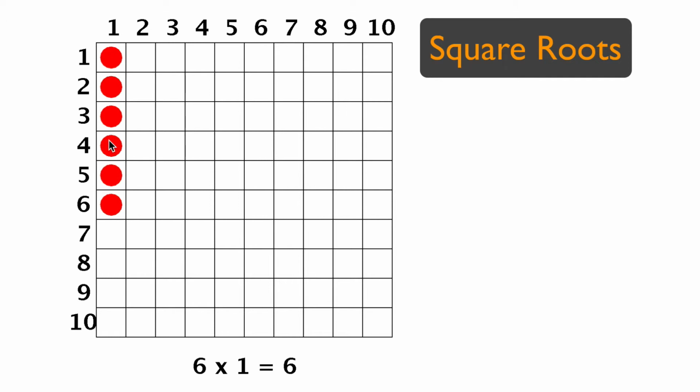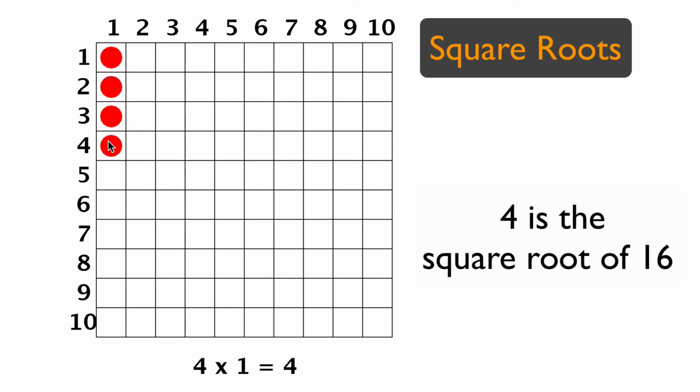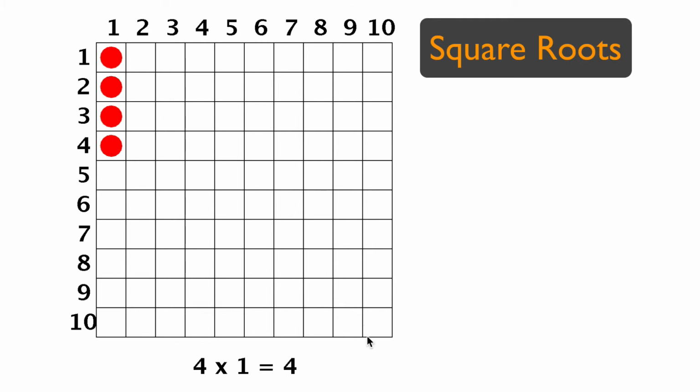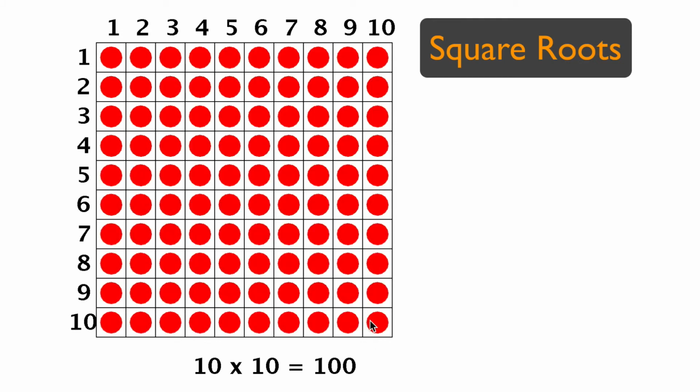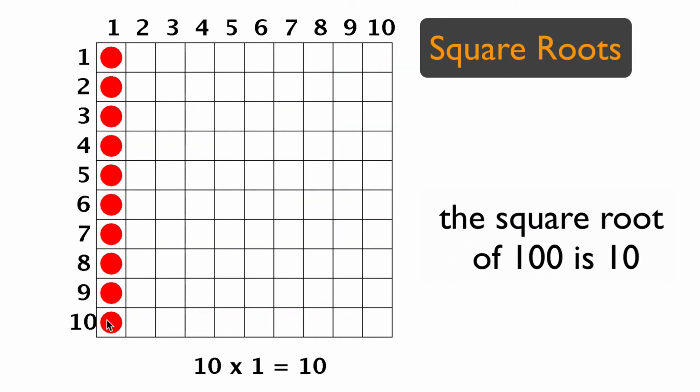This time I'll start with 4. 4 squared is 16. And let's do that journey in reverse. Start with 16, you go back to 4. So 4 is the square root of 16. And try a bigger number. What is the square root of 100? Well, 100 is the square of 10, so the square root of 100, doing the journey in reverse, is 10.